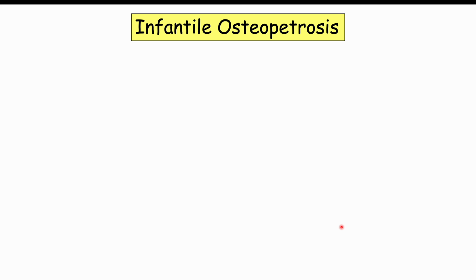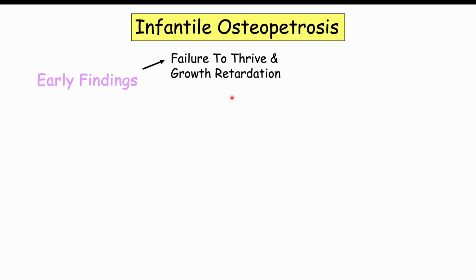The first type we're going to discuss is the infantile type, or infantile osteopetrosis. This is also known as malignant osteopetrosis. This is going to be the most severe form of this condition. So we're first going to see certain early findings in this condition. And again, this is often going to be diagnosed in the first year of life because the findings are going to be so significant. These include failure to thrive and growth retardation. So the newborn is not growing as they should. They're failing to thrive. These are all going to be important red flags that we start to see with patients.